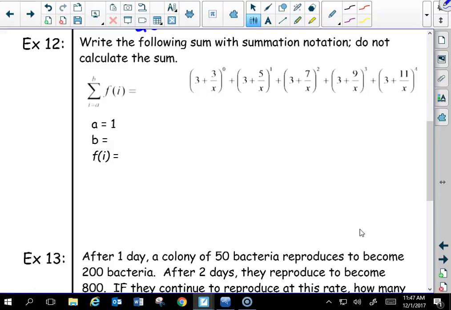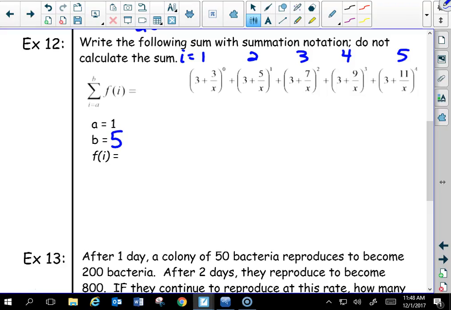Write the following sum with summation notation. Do not calculate the sum. So they're giving us, fortunately, a little more information here. Let's start out by counting i equals 1, 2, 3, 4, 5. So my b is 5.